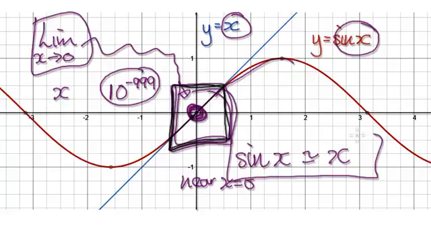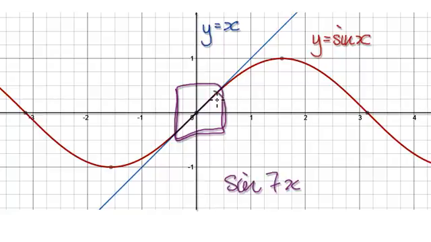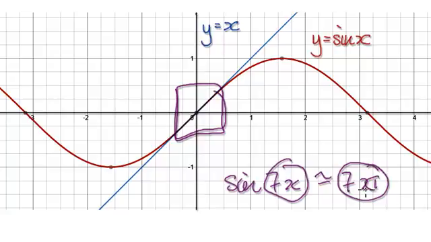So when you talk about limits, you are really being in this region near x equals 0. So you can actually apply this. What this is saying is that if you have, let's say, sine 7x, well, near x equals 0, sine 7x is approximately 7x.